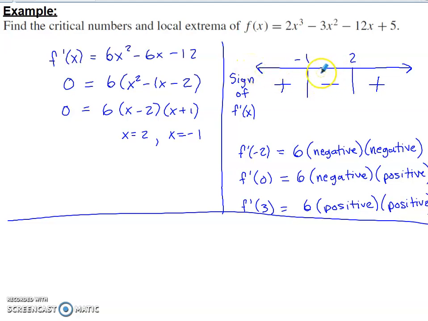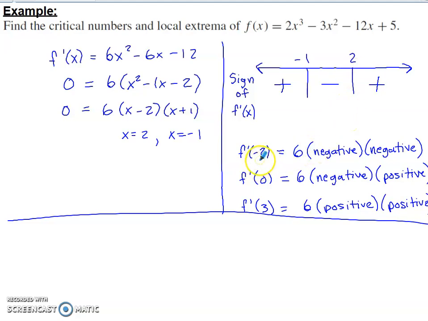I'm going to pick a test point from this stretch of the number line, and I'm going to pick a test point from this stretch of the number line. So these critical numbers basically divide your sign chart into different intervals, and whatever you determine the sign of the derivative is on one of those intervals, it's going to remain that sign throughout that entire interval.